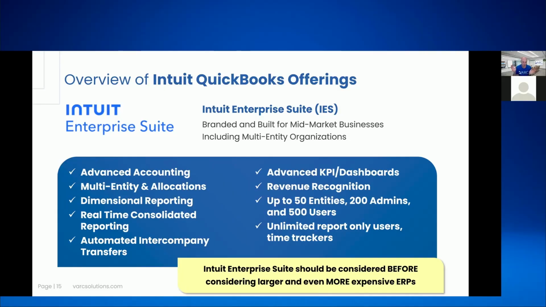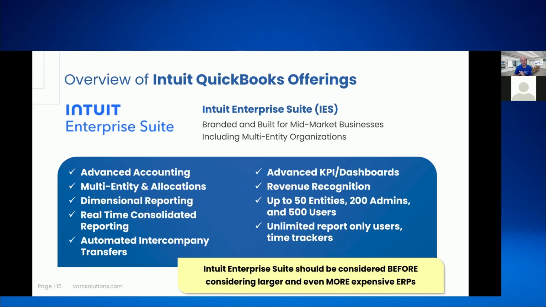And for folks that don't know what dimensional reporting is, the way I always like to explain it is, in QuickBooks, you can do what is called class tracking, right? I can run a P&L by class. And that's usually one category. It could be divisions, departments, or locations, and I want to see my P&L by location. Well, that's one dimension, okay? But you can have up to 20 dimensions within Intuit Enterprise Suite.